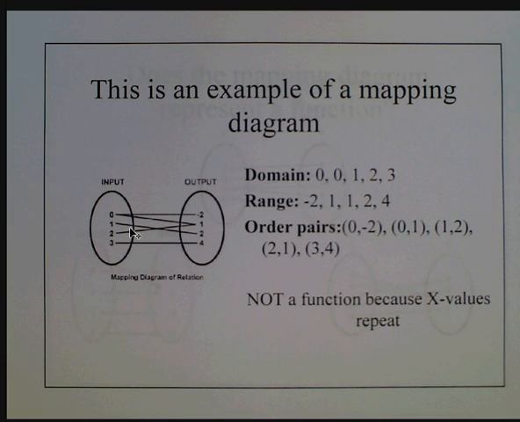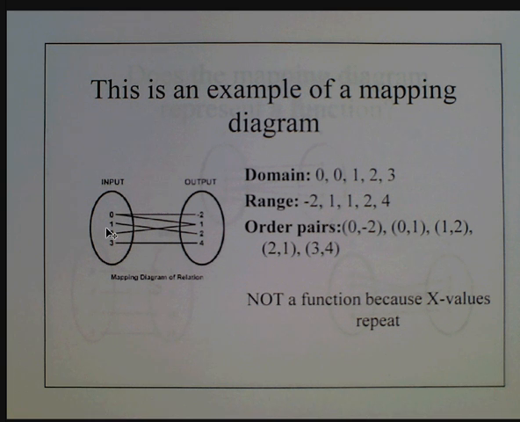You make the ordered pairs by following the line. So when I put in 0 to the function, I get out -2. So I have the ordered pair (0, -2). But then I put in 0, and I also get out 1. So I have the point (0, 1). This right here makes this relation not a function because the x value 0 goes to two different y values. It repeats. It's not allowed to happen.